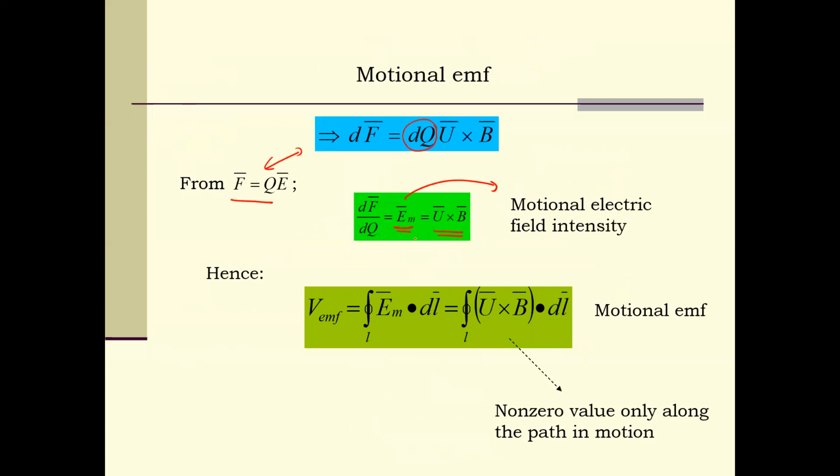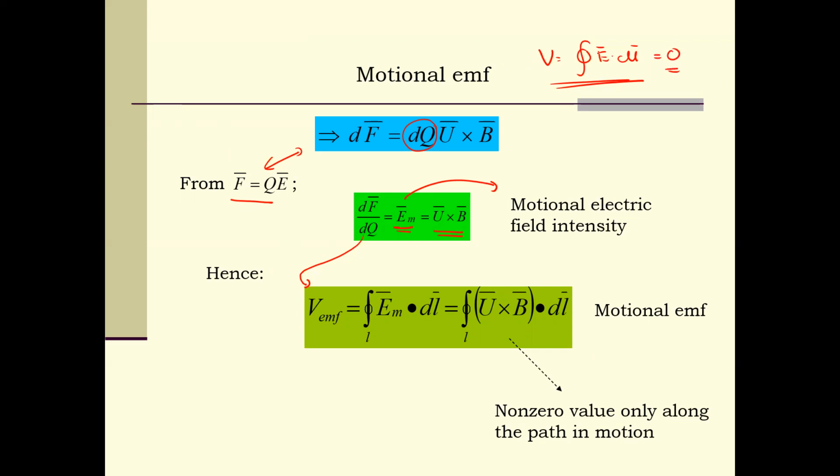Right. For this, we now have the motional electric field intensity term, the EM. By applying the equations that we have seen in chapter 4, whereby we have the equation of potential V equals the closed loop integration of E dot dl. This is the equation that we have seen previously in chapter 4 when dealing with the electrostatic field intensity of E. But previously, this particular equation is equal to 0.